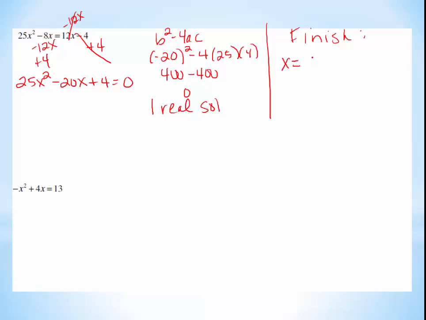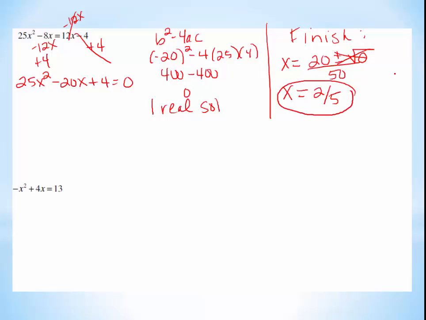The opposite of b, plus or minus the square root of what I just got, all over 2 times a. Adding 0, minusing 0, that's not going to do anything. So I just need to reduce that. 20 over 50 reduces to 2/5.